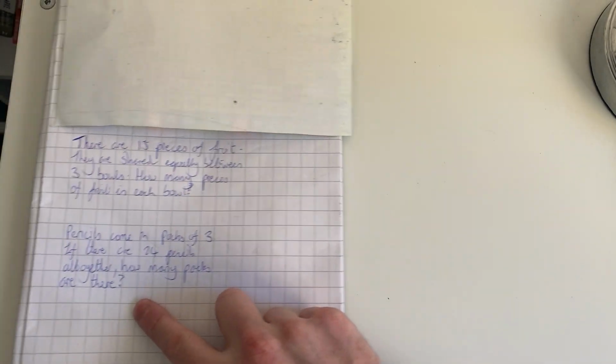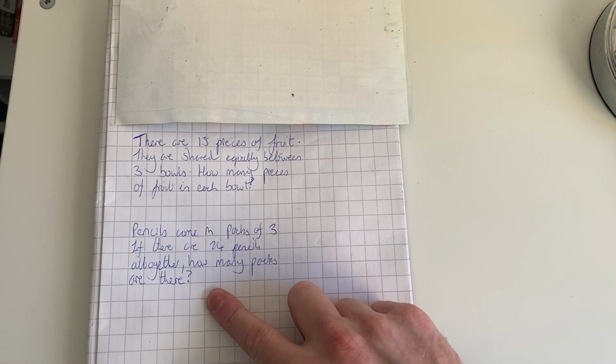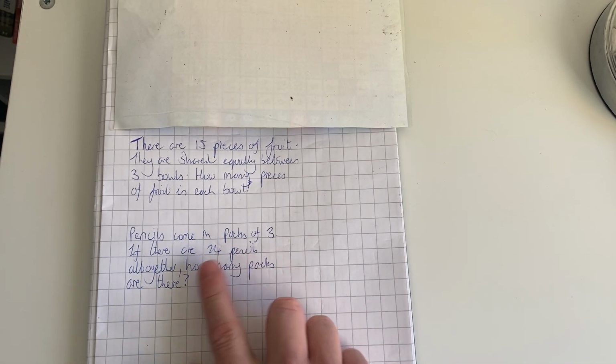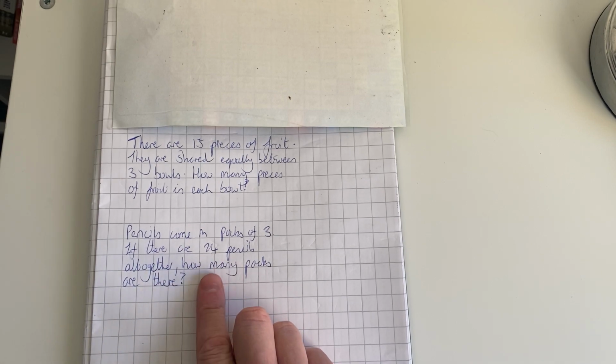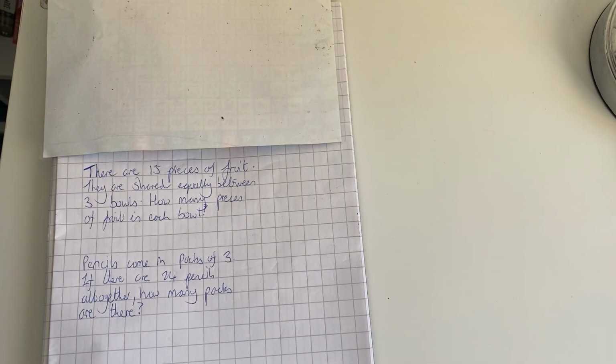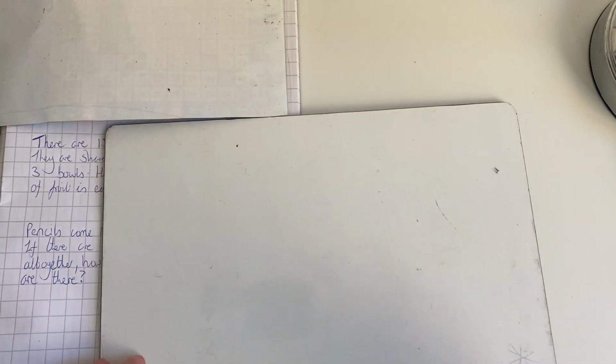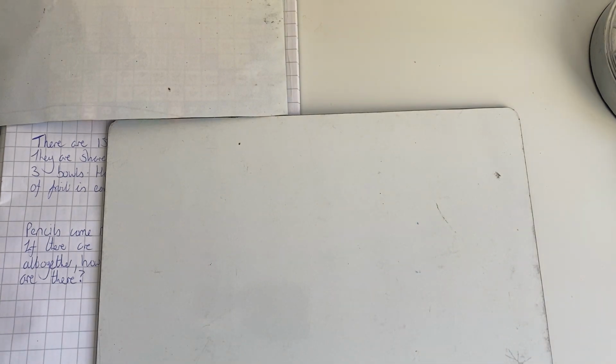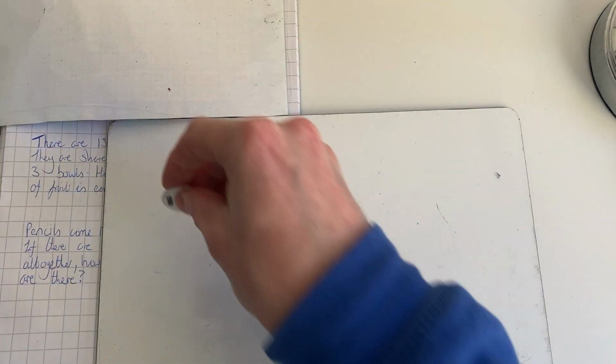We're now going to do our last question here. Pencils come in packs of 3. If there are 24 pencils together, how many packs are there? So what we need to do on this question is, in a way, draw 24 pencils, but I don't have pencils here, so we're going to use counters. And same as last time, we're going to count 24 and just display them, and then we've got to put them into groups of 3.